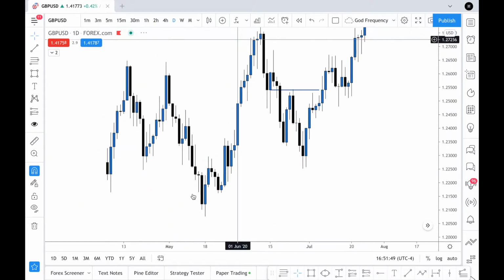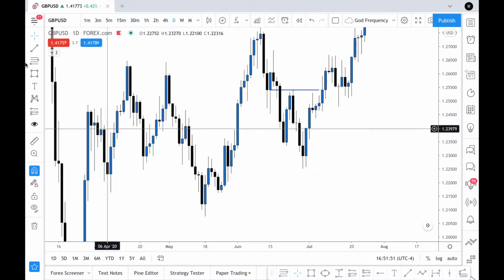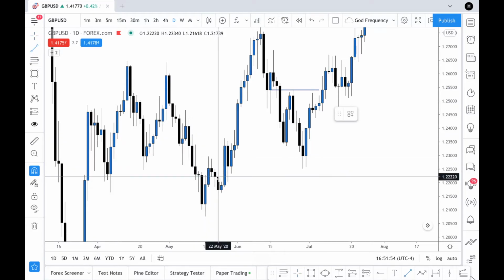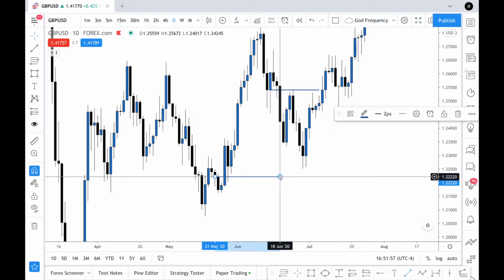So let's see. Another situation, another bullish order block. We've been pretty bullish on the pound too, so that's why I'm seeing a lot.